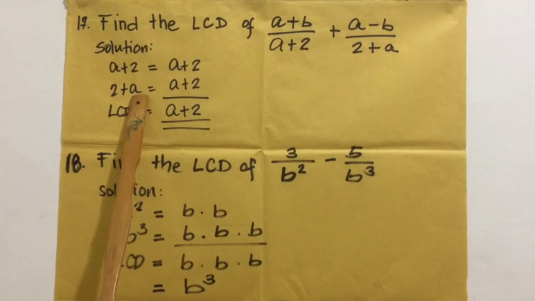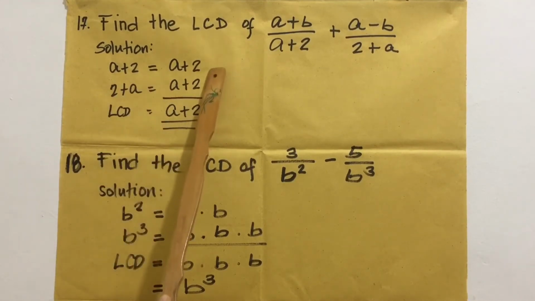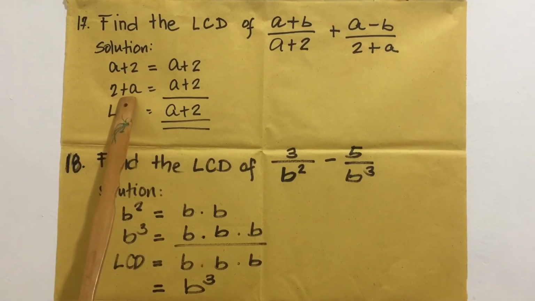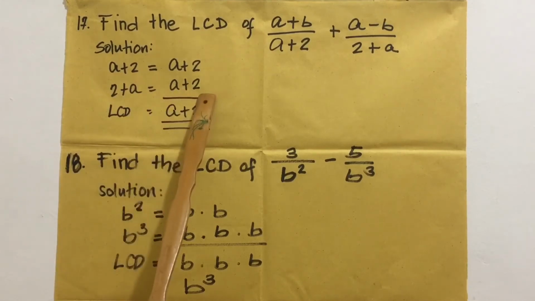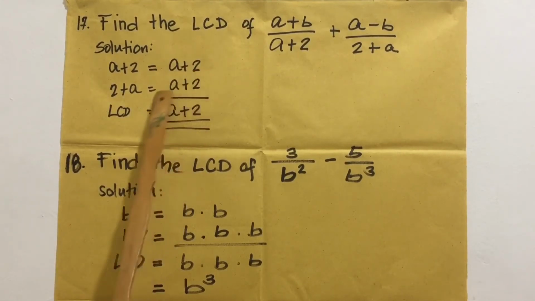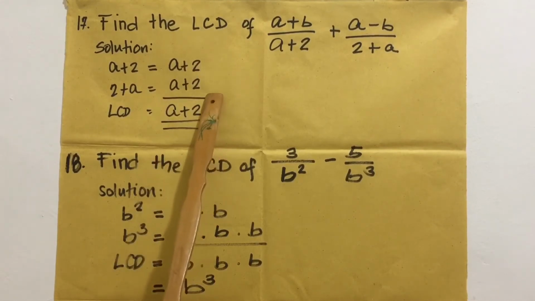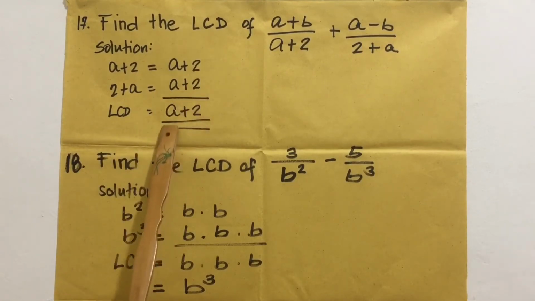There is no factor, but we're going to reverse this in order to do the same with the first denominator of the rational expression. We can easily transpose this because we have a positive a. So the reverse of this is a plus 2. Then we have common a plus 2, a plus 2. If there's a common, we select just one of it to represent our LCD. So our LCD now is a plus 2.